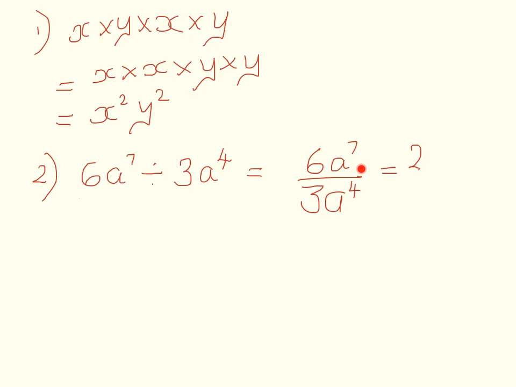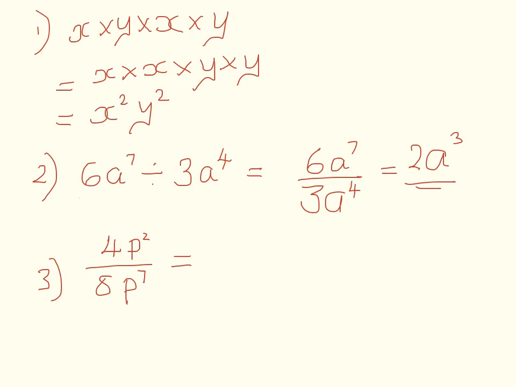This is using our index rule. When we divide, we subtract the indices, because remember that's like a multiplied by itself 7 times on the top and multiplied by itself 4 times on the bottom. So we can simplify that to a to the 3. 7 minus 4 is 3.